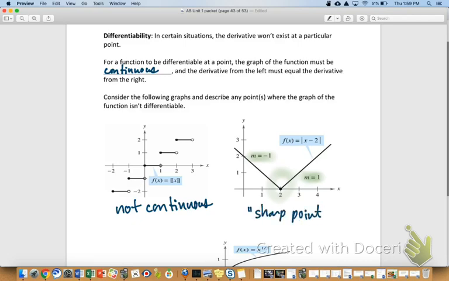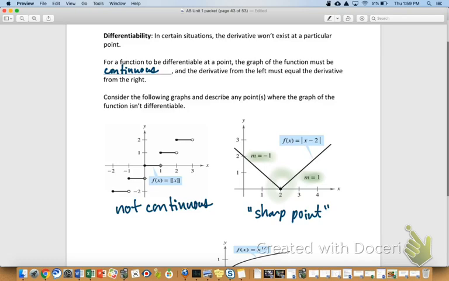This is not a great, rigorous way of putting it. It's a nice description. It's a sharp point. It's not a smooth turn, like a parabola or something like that. So if you've got the sharp point, that's going to be a point of non-differentiability.